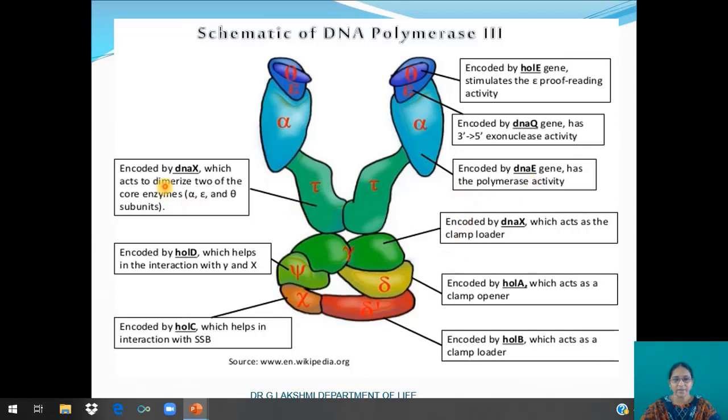And the tau subunit encoded by dnaX acts to dimerize two of the core enzymes, which are alpha, epsilon and theta subunits. The gamma subunit encoded by dnaX acts as the clamp loader. The delta subunit encoded by holA acts as the clamp opener. Delta prime encoded by holB acts as a clamp loader. The zeta subunit encoded by holC helps in interaction with single strand binding proteins. And the psi subunit encoded by holD helps in the interaction with gamma and zeta.